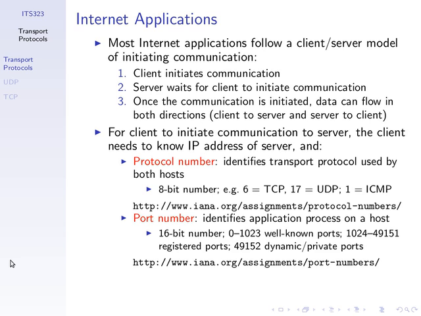Most internet applications follow a client-server model for communications. We have two applications that communicate with each other. One of them can be designated as the client application and the other the server application. And the way that they communicate is that the client initiates communications. So it contacts the server saying, I want to communicate with you. And the server then responds if it's willing to communicate with a client. And then they can start the communications.